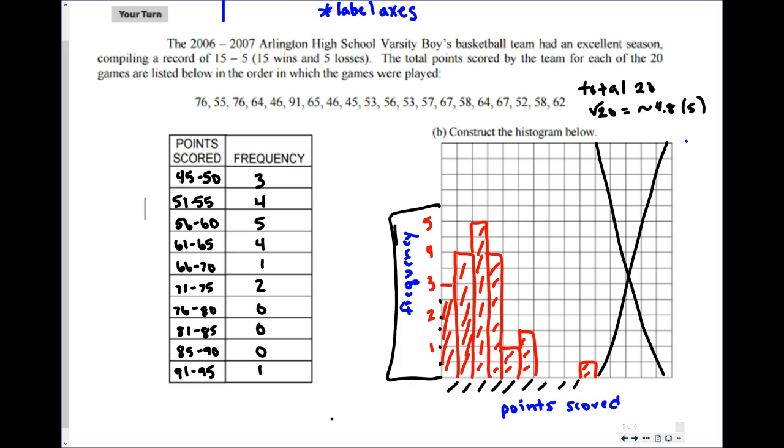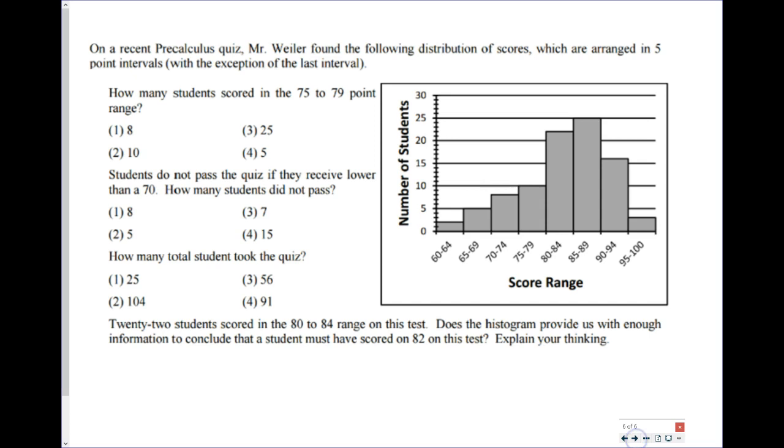Okay. The last thing I want to talk about is looking at a graph and answering some questions. So here I already give you a histogram, and the data is talking about, again, the number of students and how much they score on a pre-calculus exam. So the first question says, how many students scored in the 75 to 79 point range? Well, that's this point right here. And if I scroll over, I can see that that is a score of 10. So 10 students scored in that range.